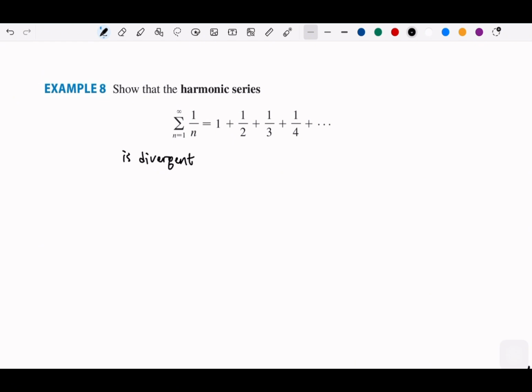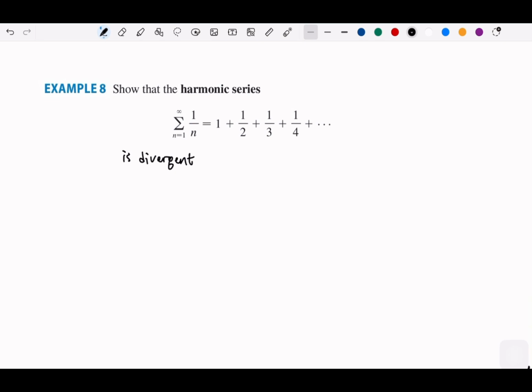But now we see in the harmonic series, if we see this as a sequence, 1 over n, this converges, right? It converges to 0. But if we add all those numbers, it is divergent. So let's see what we can do for this one.